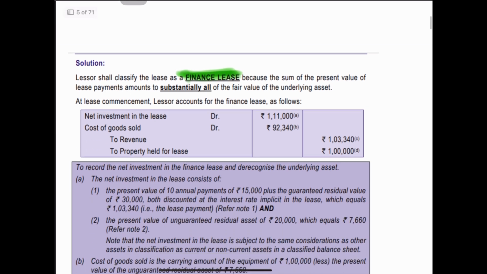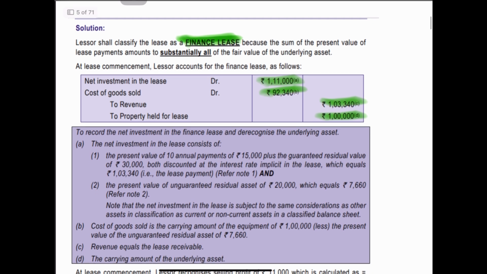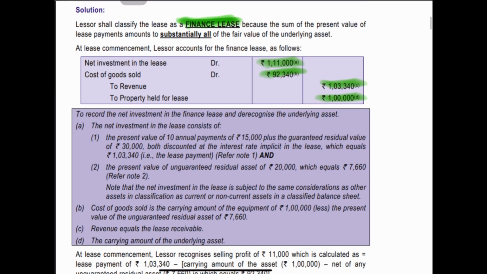Once it is concluded as a finance lease, the lessor will account like this. You have to recognize the investment in the lease as a receivable of 1,11,000, and then recognize cost of goods sold at 92,340, and the revenue is 1,03,340, and then property held for lease is 1 lakh. That's the carrying value of the asset. So this is the journal entry we have to make.